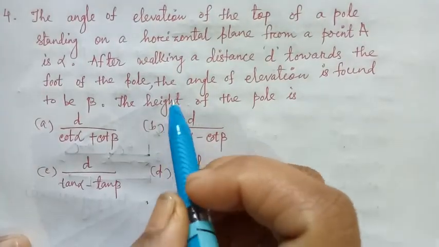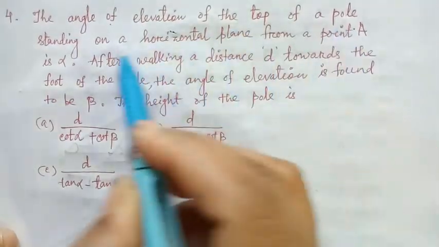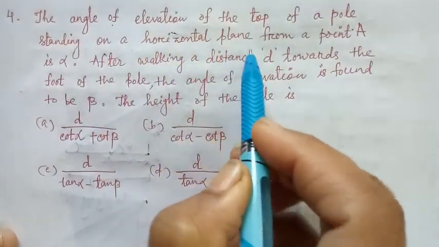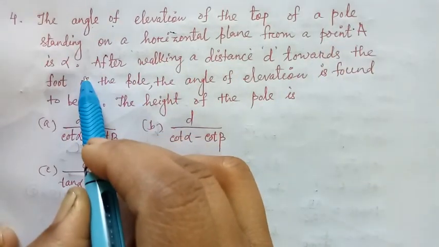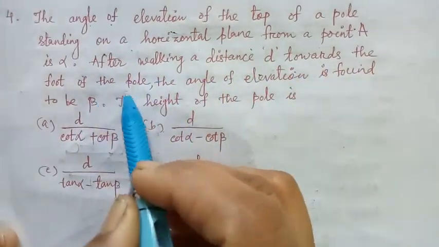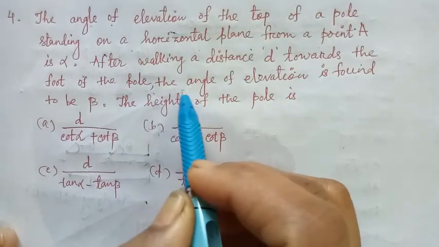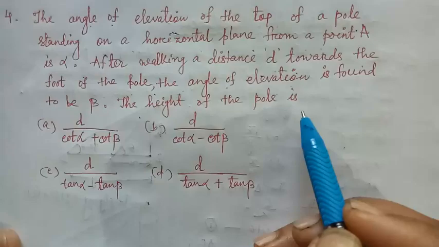Question number 4. The angle of elevation of the top of a pole standing on a horizontal plane from a point A is alpha. After walking a distance d towards the foot of the pole, the angle of elevation is found to be beta. The height of the pole is.